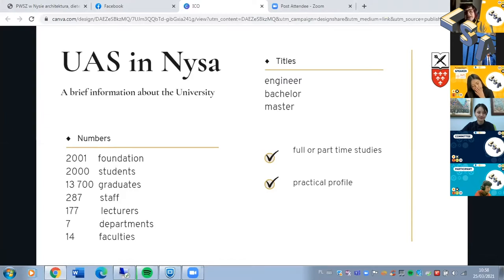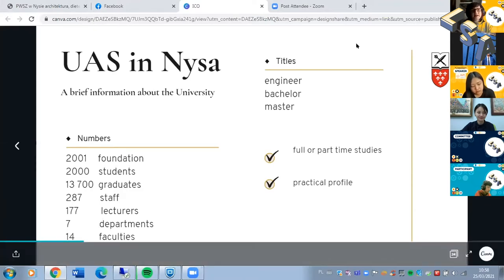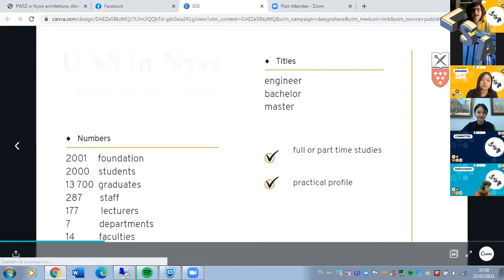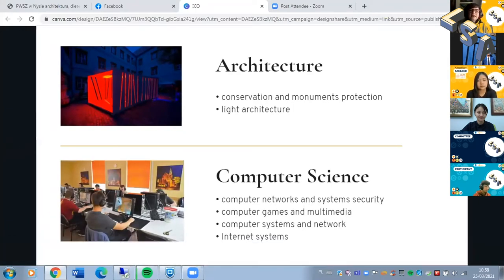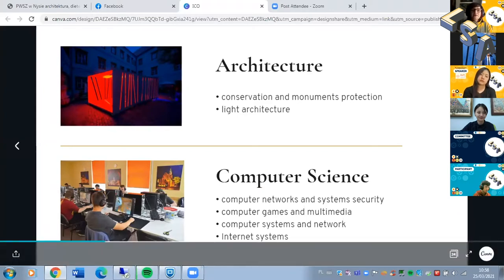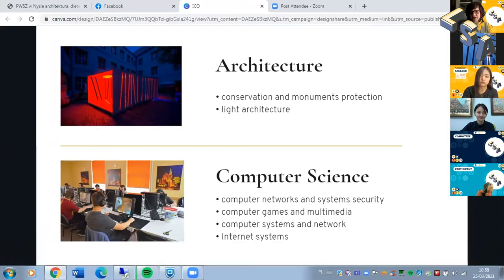We consist of 7 departments and 14 faculties, which I will present in a minute. Of course, we have full or part-time studies and deliver a practical profile to the students. Here you see the faculties one by one. So we teach at the Faculty of Architecture, where we provide education in conservation and monuments protection and light architecture.